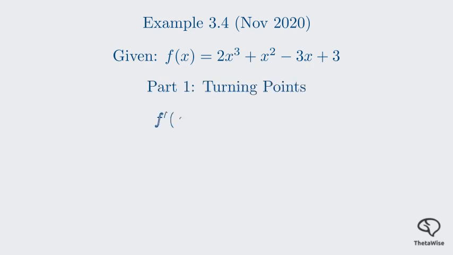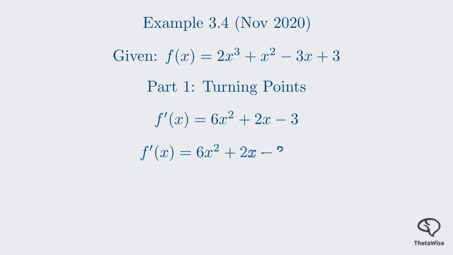Let's conclude with a final example from a past paper. This problem asks us to do a full function analysis of a cubic before using Newton's method. First, we'll find the turning points by setting the first derivative to 0. Then we'll find the point of inflection by setting the second derivative to 0. The first derivative, f prime of x, is 6x squared plus 2x minus 3. Setting it to 0 gives the x-coordinates of the turning points.